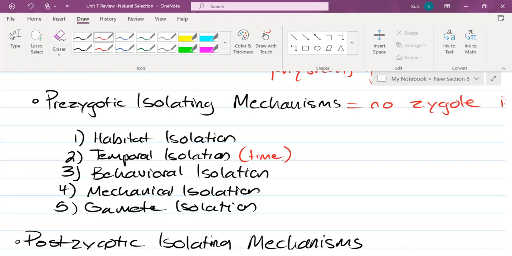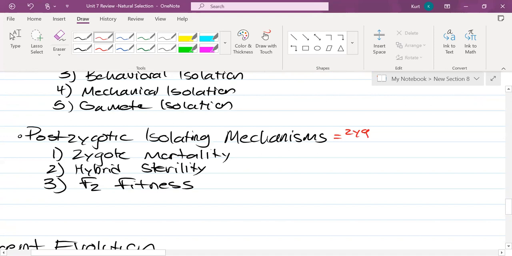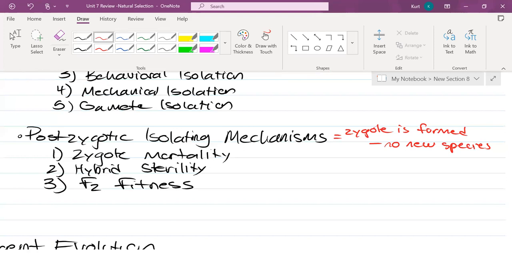Here are the three postzygotic. This is where you actually made a zygote. Congratulations. A zygote is formed. But ultimately, there will not be a new species. So the first one is zygote mortality. You made a zygote. Great. Bravo. The zygote dies. It doesn't even divide. You don't even get to two cells. It dies.